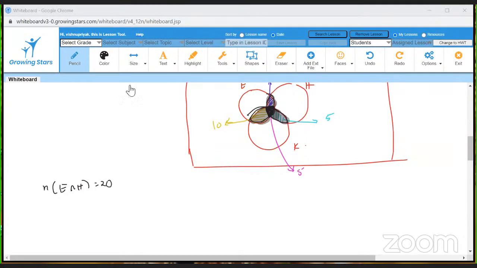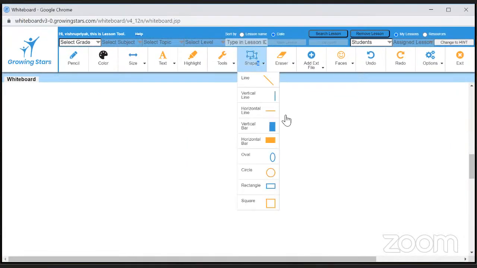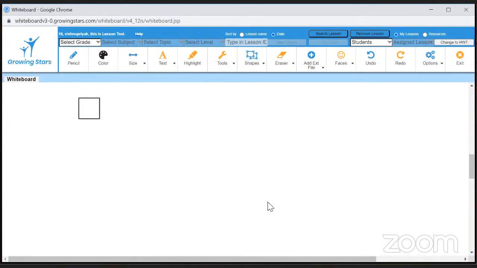Sagar, you want one more time explanation? Okay. So the previous explanation, Sagar wants it once again. So let us see the diagram.